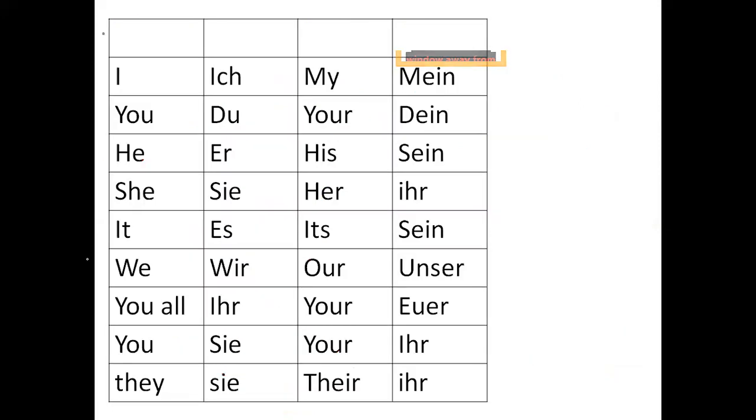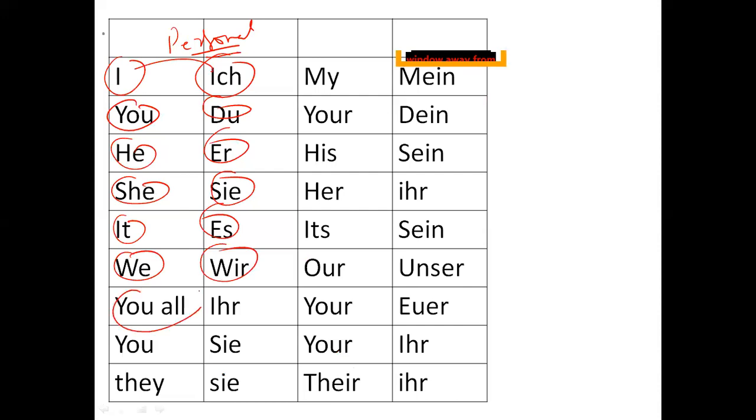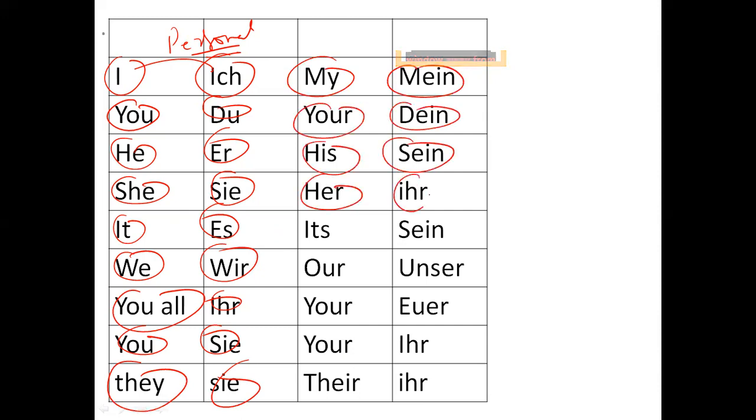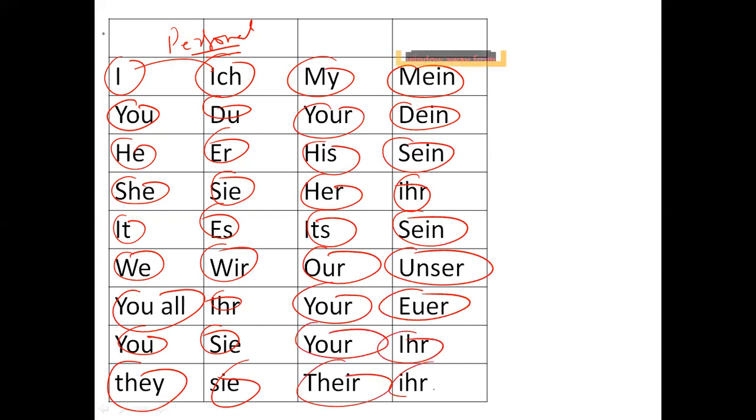Now, if I talk about German, I is ich. These are personal pronouns, Personalpronomen. You, du. He, er. She, sie. It, es. We, wir. You all, ihr. You, Sie. They, sie. And similarly, we have in German the possessive pronouns: my, mein; your, dein; his, sein; her, ihr; its, sein; our, unser; your, euer; your, Ihr; their, ihr.